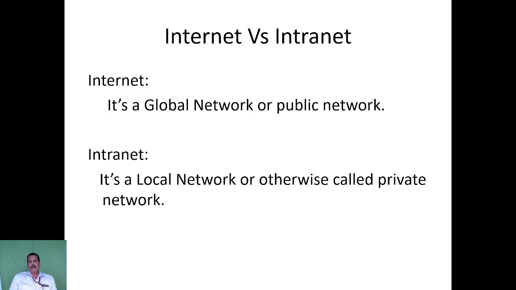So now we must know the difference between internet as well as intranet. So we know what is internet. It's a global network, or it's called a public network. Then what is intranet? Intranet is also a type of network, but it's called a local network, or a private network. Suppose a company has its head office in Chennai and branch offices in Coimbatore or Bangalore. That company uses one network to transfer the data between those branches. That type of network is called intranet. It's a private network.